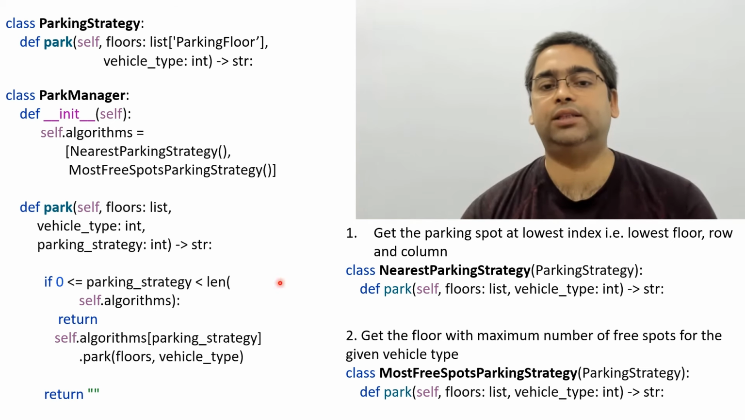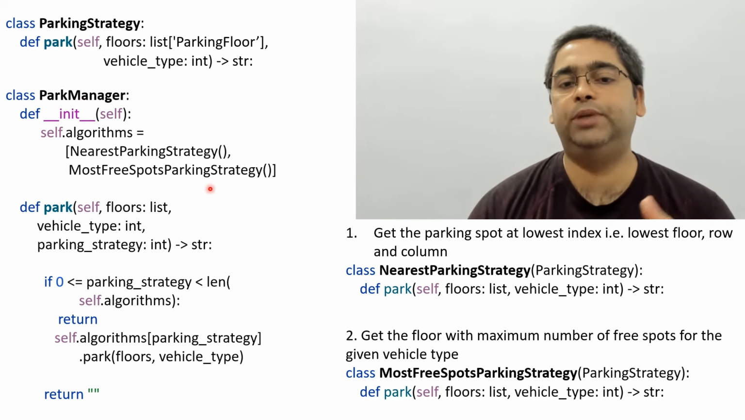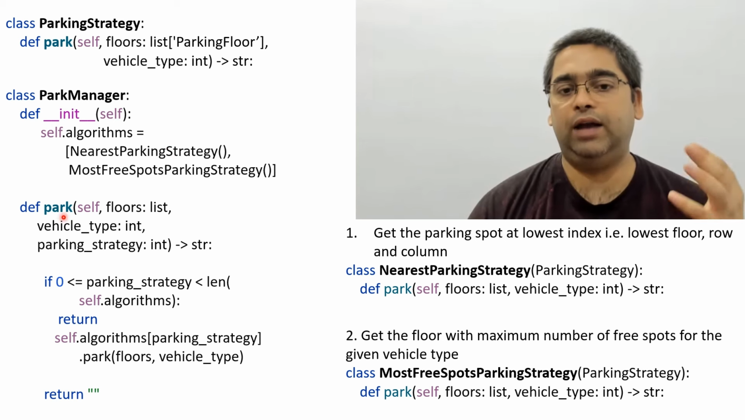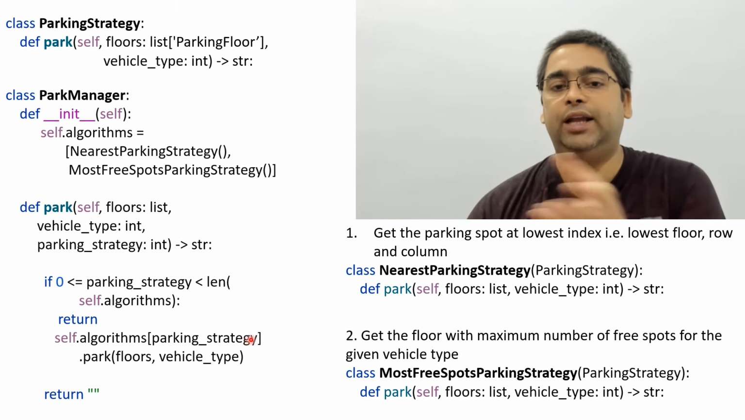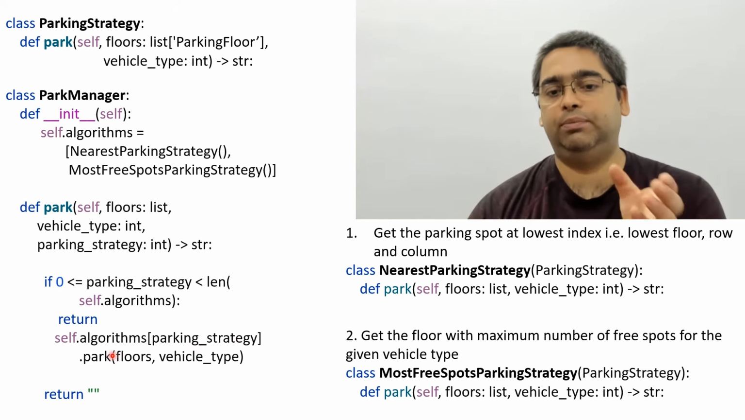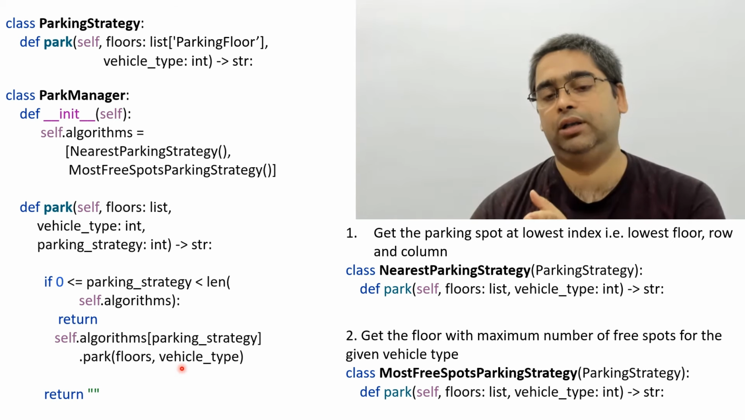Both these classes are going to be used by our park manager class, which keeps objects of both these algorithms. When the park method is called, the parking strategy variable is used as an index into this algorithms array. It picks up the appropriate algorithm object and calls the park method there.